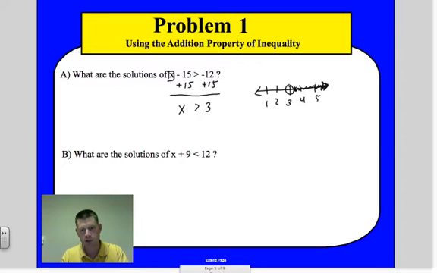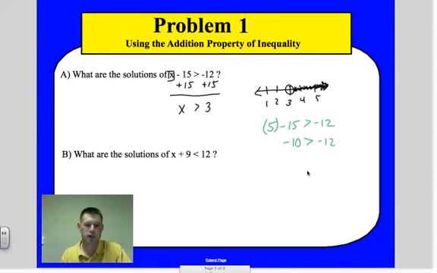Okay, and always we want to check our work. So how do we check our work in inequalities? Well, simple enough. All we do is pick a number. So 5's over here. Let's take 5 minus 15 and see if this statement holds true. All I did was take the original problem, x minus 15, and plug in 5 for x. 5 minus 15 is negative 10. Is negative 10 greater than negative 12? Yeah, that's closer to 0, so it is greater than.